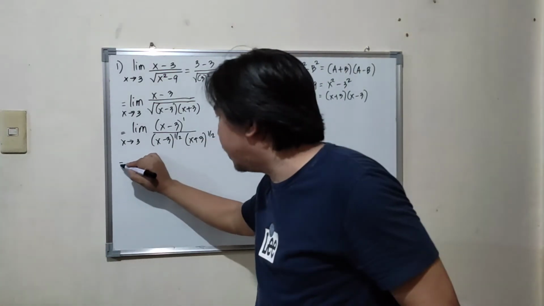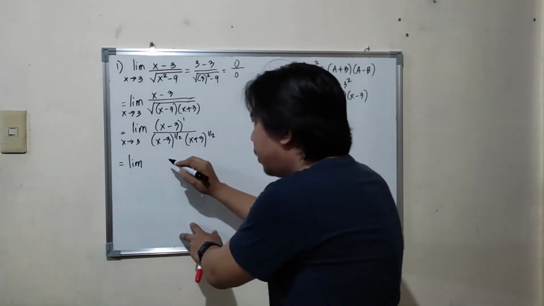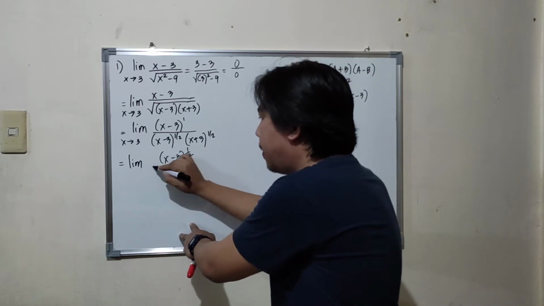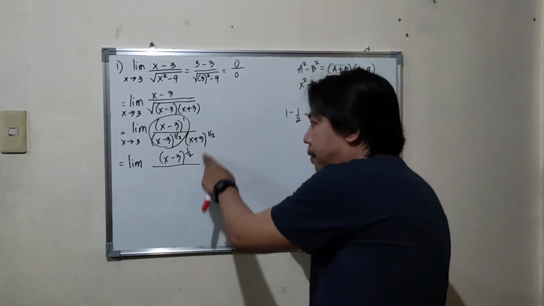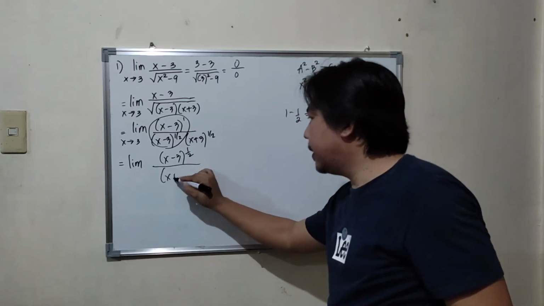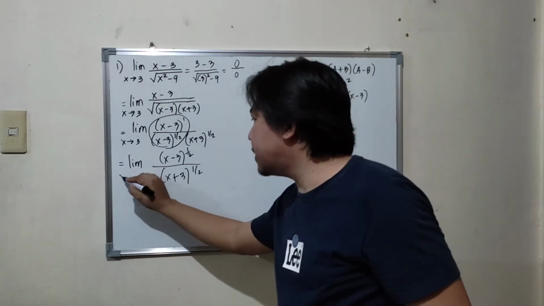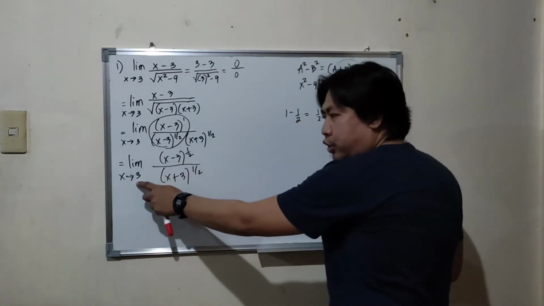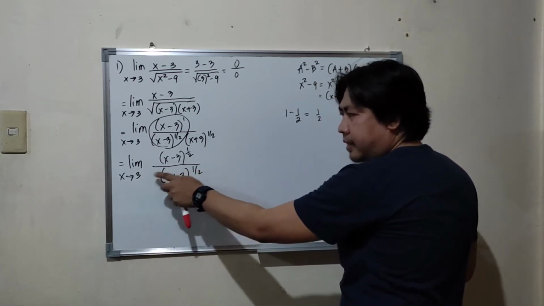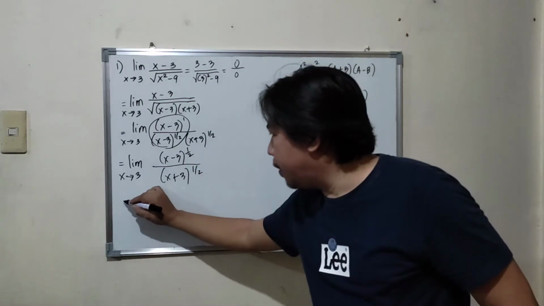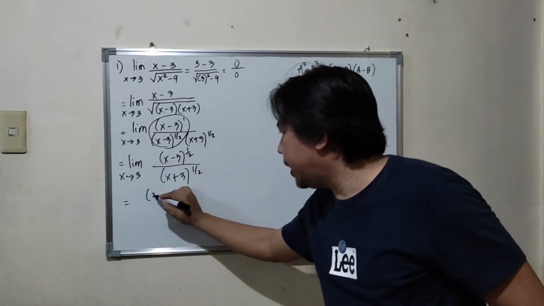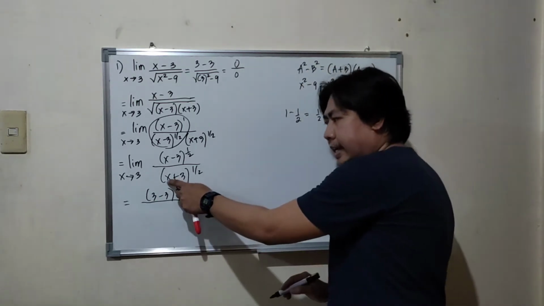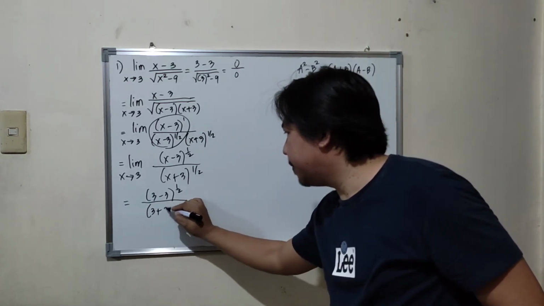So, this expression becomes limit of x minus 3 raised to 1/2 over x plus 3 raised to 1/2 as x approaches 3. We can now substitute the value of x, which is 3. If we evaluate the limit, this is now equal to 3 minus 3 raised to 1/2 all over 3 plus 3 raised to 1/2.